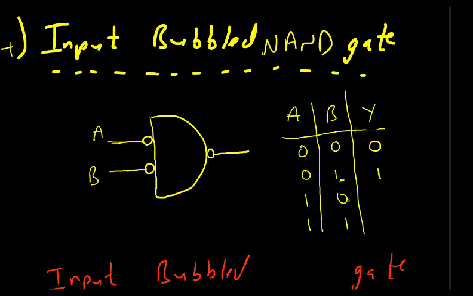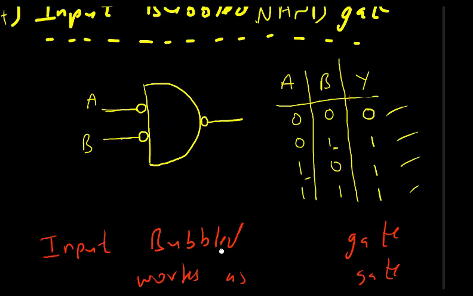Here also 1 0. Because of this, one of the actual inputs will become 0, and because of which output will become 1. In the final case, both inputs are 1 1, so both inputs will become 0 0, and because of which output will become 1. So this particular output, 0 0 is 0, 0 1 is 1, 1 0 is 1, 1 1 is 1, is for an OR gate.